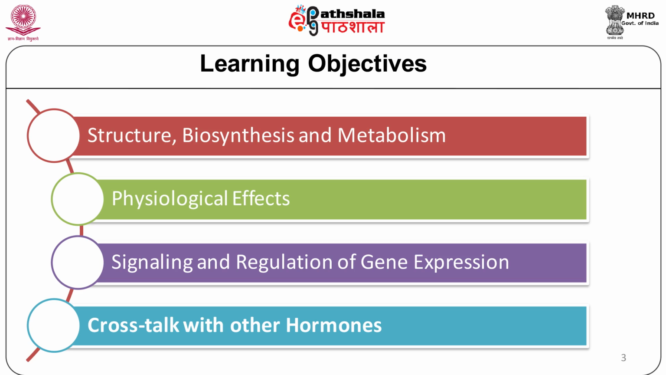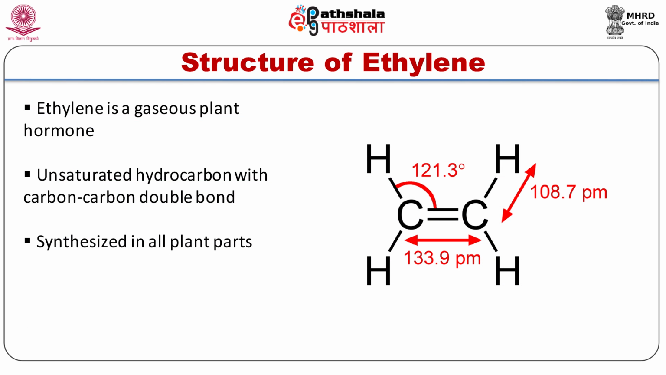Ethylene is also a naturally occurring plant hormone and influences many plant processes ranging from germination to senescence. In this module, we will study how ethylene is synthesized and metabolized. We will also see the physiological effects that this hormone has on plants, signaling and regulation, and its crosstalk with other hormones. Chemically, ethylene is an unsaturated hydrocarbon with a carbon-carbon double bond. In higher plants, ethylene is synthesized in all the plant parts, namely roots, tubers, stems, leaves, buds, flowers and fruits.